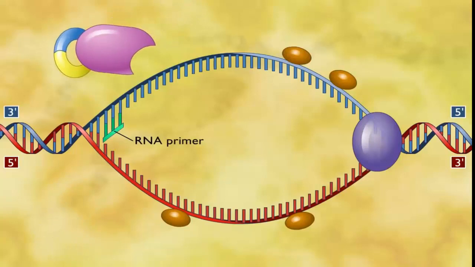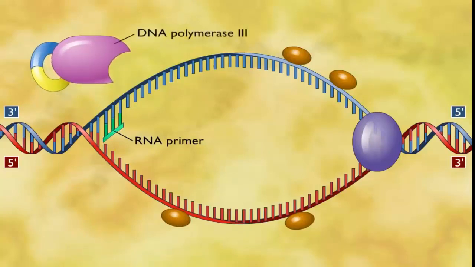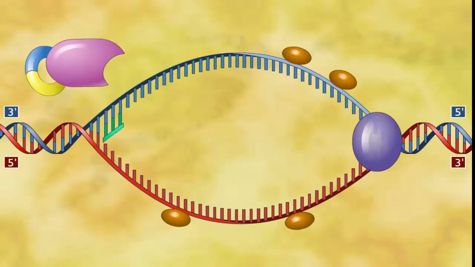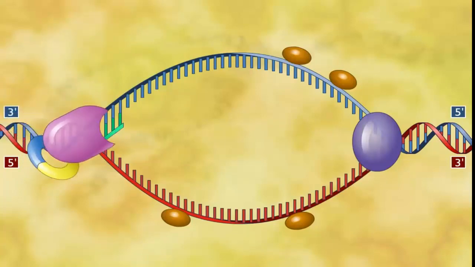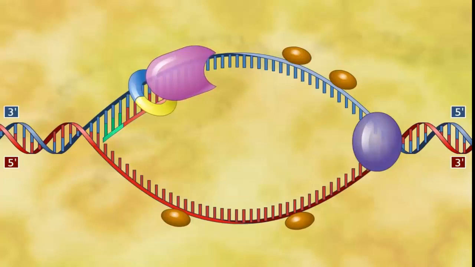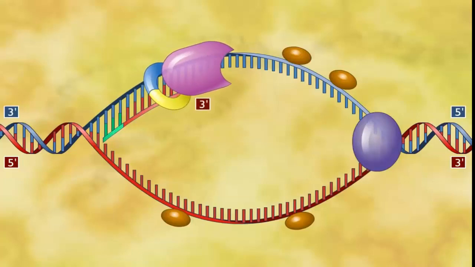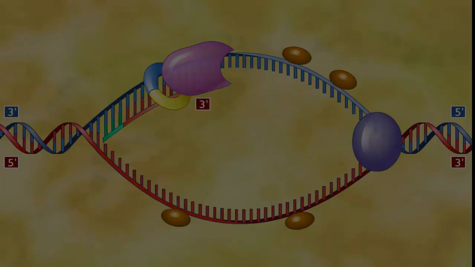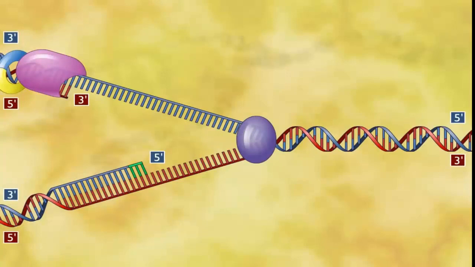DNA polymerase aids in the process of adding complementary nucleotides to the template strand. First, hydrogen bonds form between complementary bases. Next, DNA polymerase facilitates the bonding between the phosphates and deoxyribose sugars, connecting the nucleotides on the new strand.